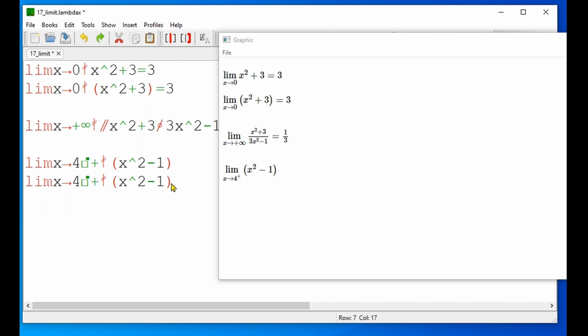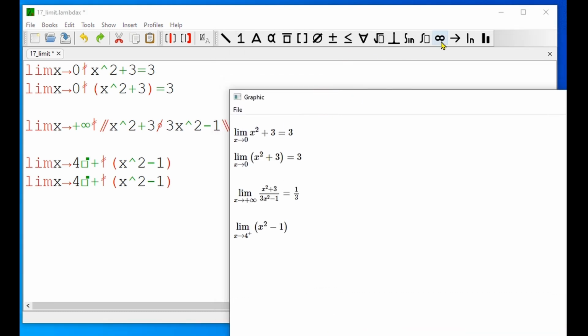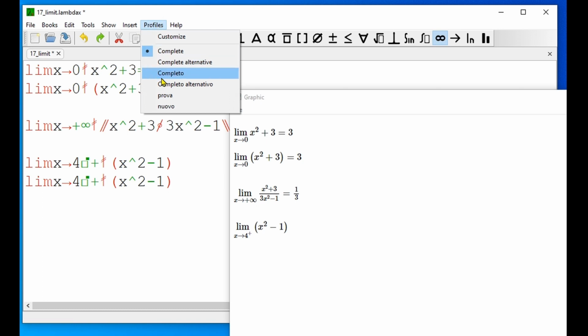It is often necessary to use the infinity symbol when calculating limits. The symbol infinity is not typed with a key directly on the keyboard, but must be searched for within the symbols, which we can find here in the special symbols. Here it is, infinity.